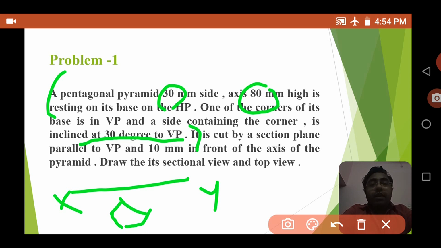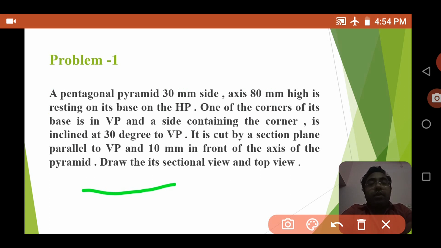Okay, then one of the corners is in the VP, so you have to mark it in the VP. So the corner is in the VP, so you have to draw it starting from the VP. So like this you have to draw an XY line, and the first point you have to mark in here, and then you have to draw like this way.